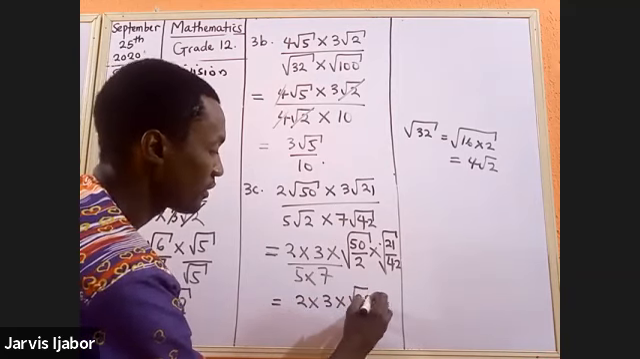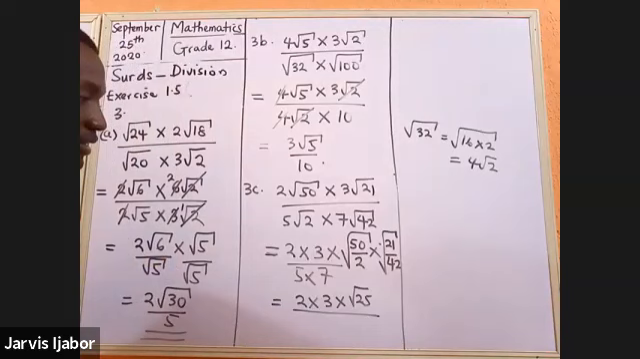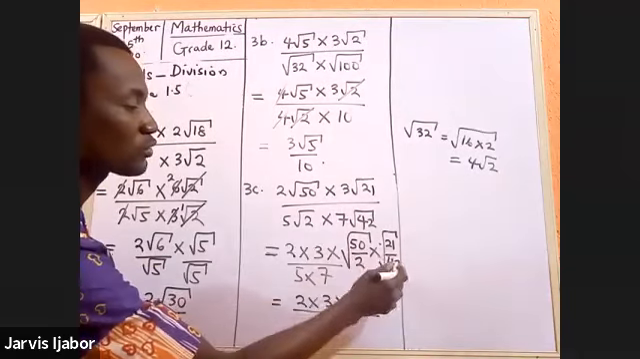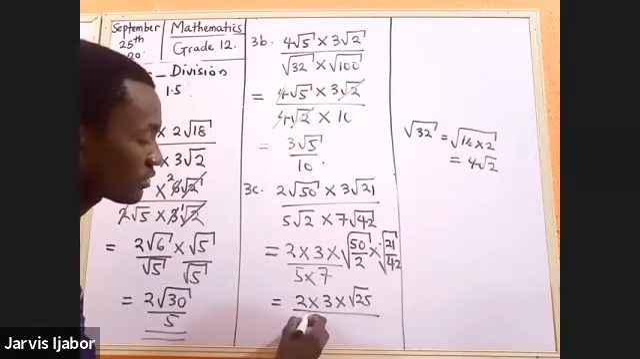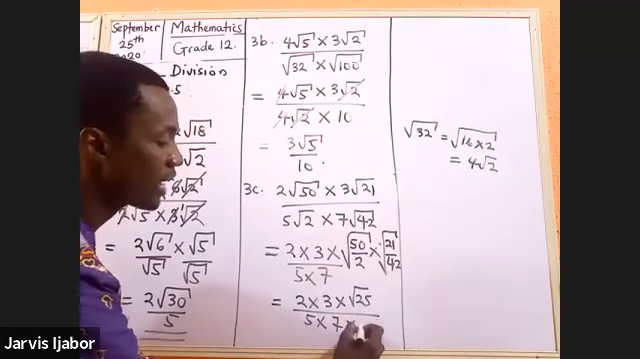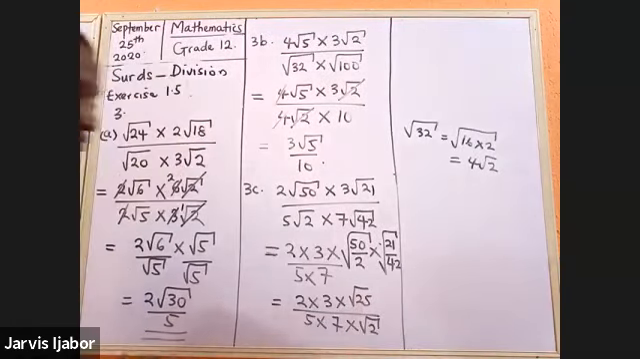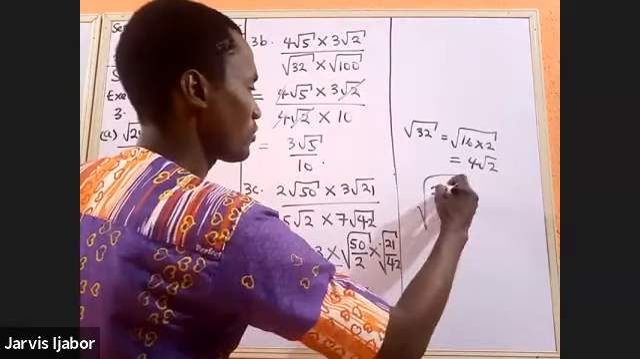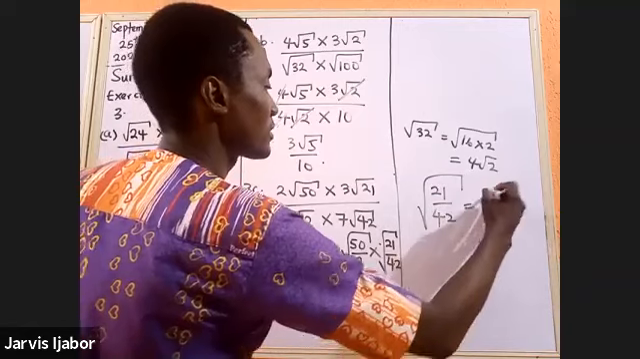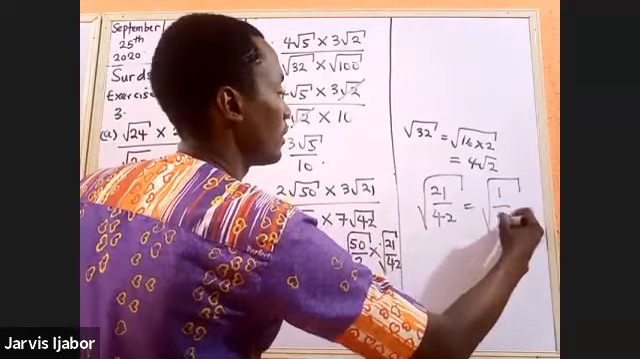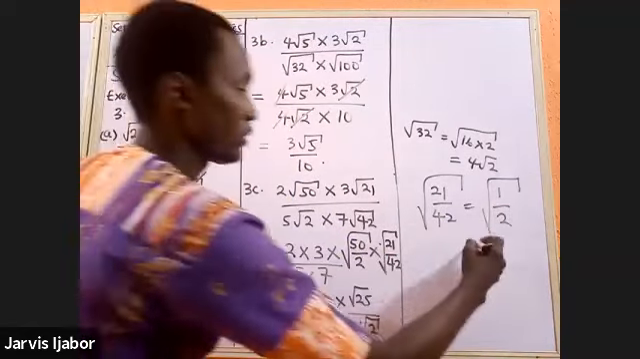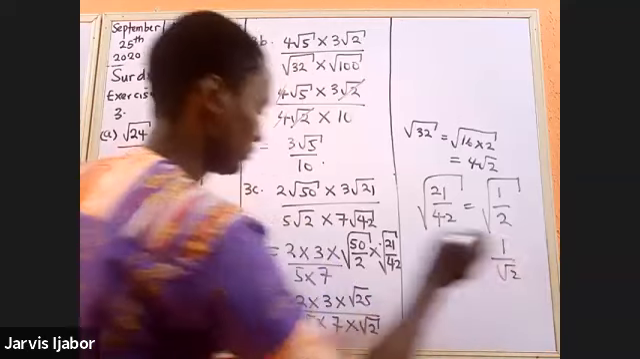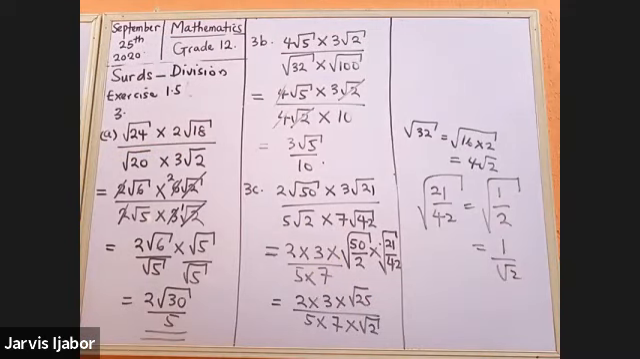So what I'm going to have will be 2 times 3 times the square root of 25, all over, now this is 1 over 2, the square root of 1 is 1. So that will be 5 times 7 times the square root of 2. Remember that I don't want to write so much. The square root of 25 is 5.